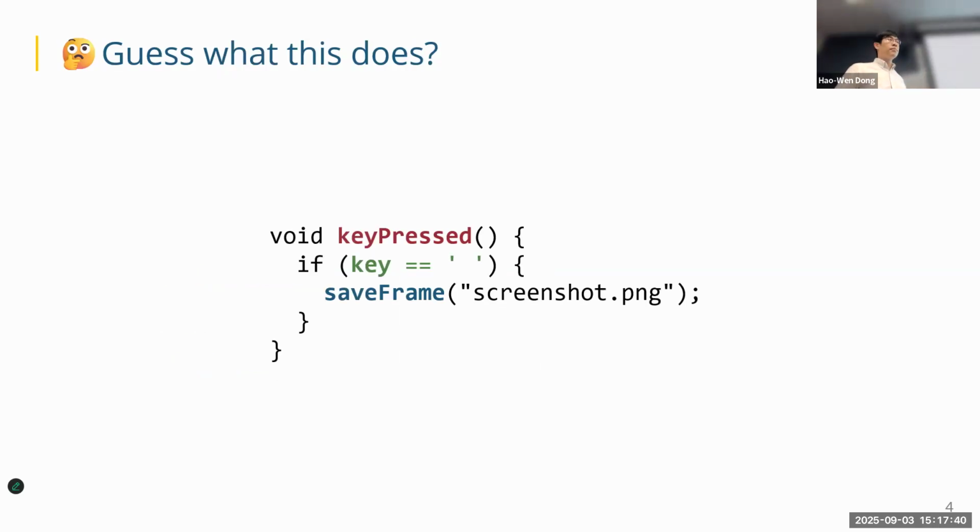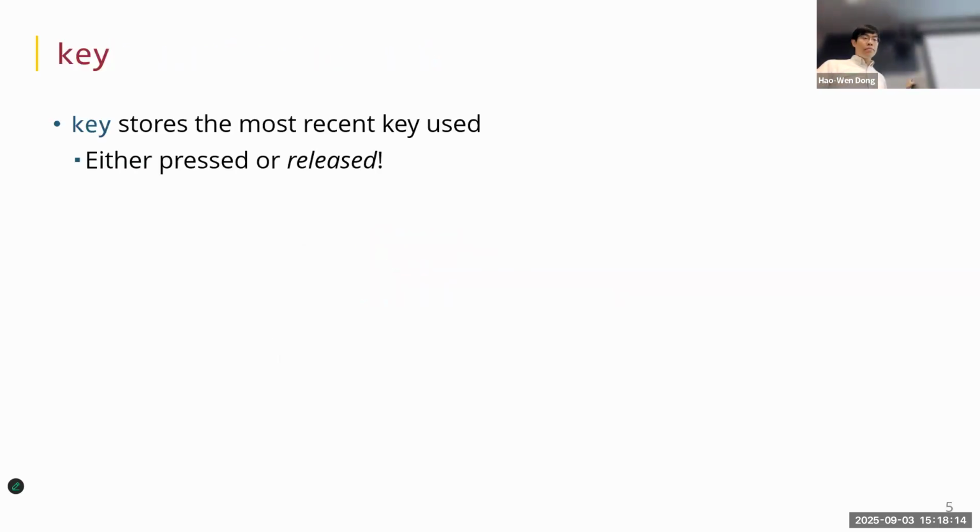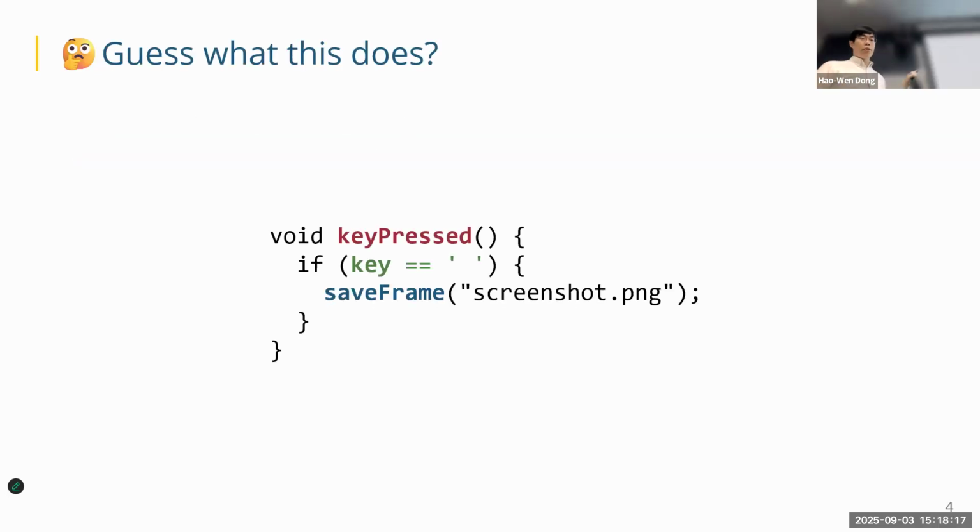So guess what this does? Should be very straightforward. When which key? Yeah, exactly. So that's how the whole key thing works. You basically just check for which key you are pressing. This works for most of the keys you can see on the keyboard, and it's also for the space. Most of them you can do this way. Either press or release, you will be able to do this.